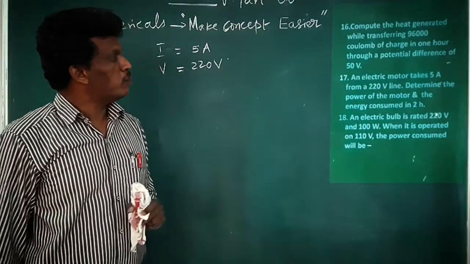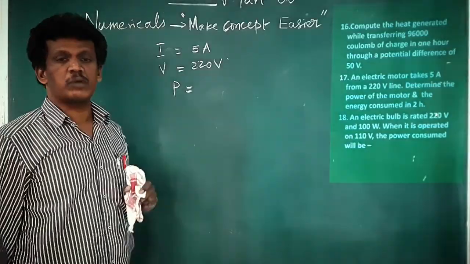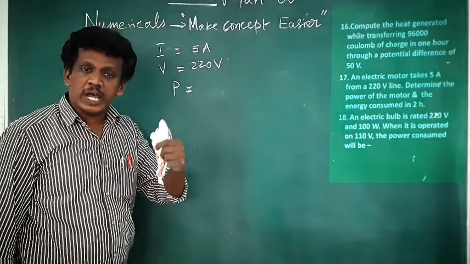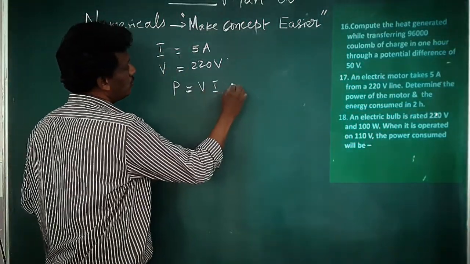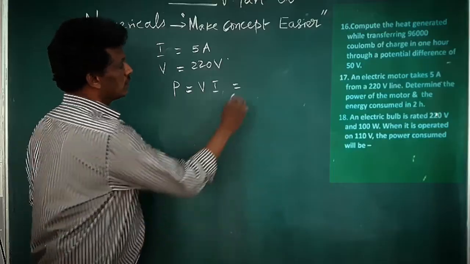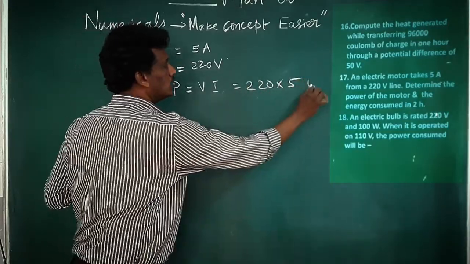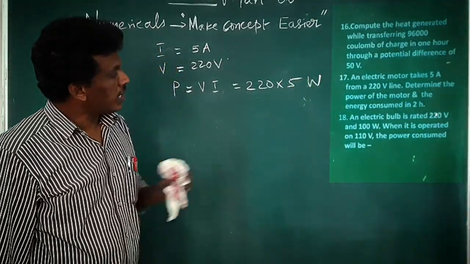Determine the power of the motor. Power, what do you do? Because for power we have different formulas: VI, I squared R, V squared by R. Here you will use the VI formula. V into I, you will get the power. That is 220 into 5 watt. Yes, watt.